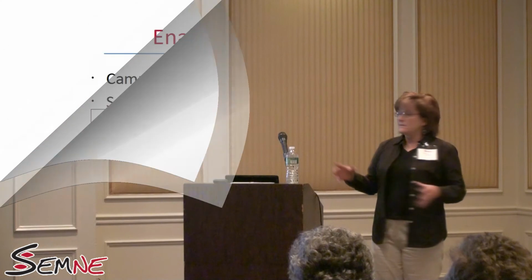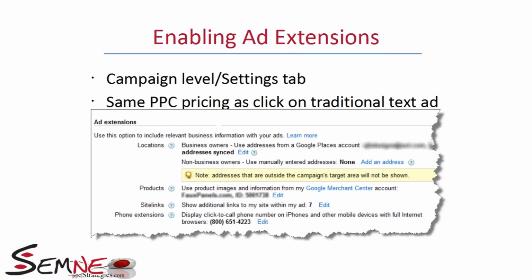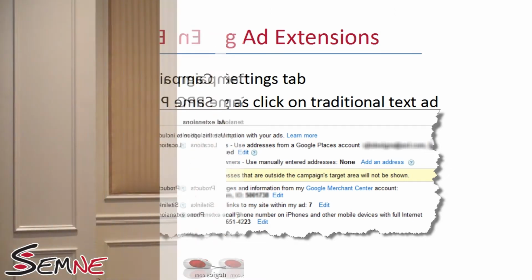So I'll talk about this real fast. When you're enabling ad extensions, everything is done at the campaign settings tab. I've just got a bunch of screenshots here. You're just going into this place to manage, enable things, and link them up with other elements of Google. And what you need to know is that your click cost for a click on an ad extension is the same as a normal CPC cost. So there's nothing to be concerned about that you're going to be opening up high PPCs.